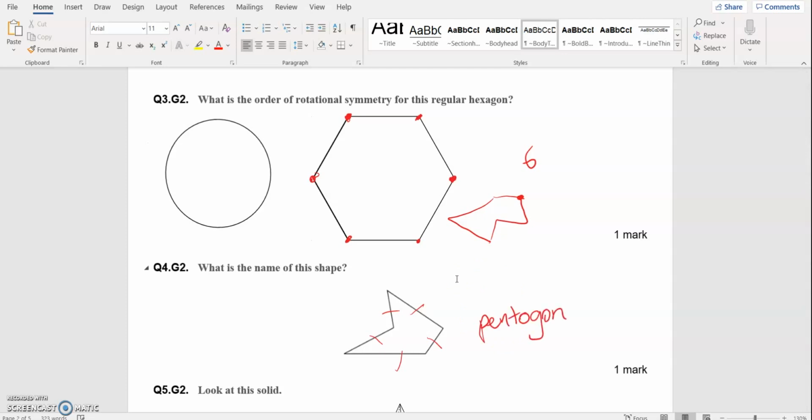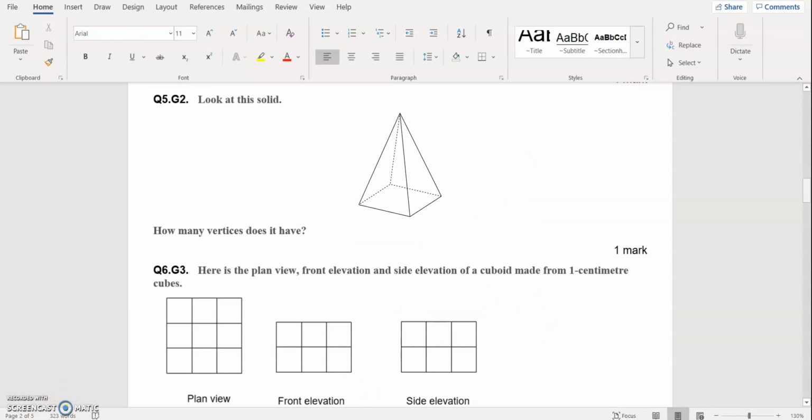So if you want to be more specific, you can write irregular pentagon, but it is a pentagon. The next question is asking, look at the solid, how many vertices does it have? So vertices are the corners, and as you can see, this has a corner here, another one here, another one. So there are 5 in total.